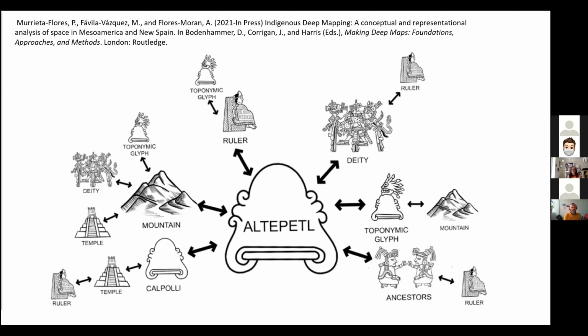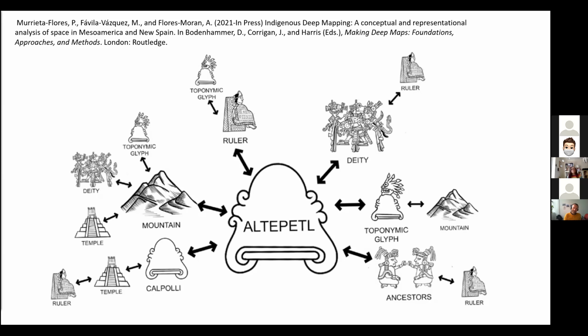Each calpoli was composed of 20, 40, 80, or 100 households. So here numbers were quite important. They had their own god, their own temple, and their own market. And each of them contributed to the general Altepetl in terms of products, tribute, taxes, war as well. And each of them also had a local leader, right? And all these calpolis were basically ruled by one main Tlatoani, the main Tlatoani of the Altepetl, right?